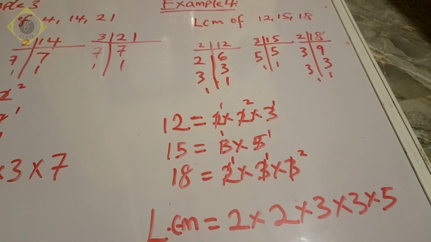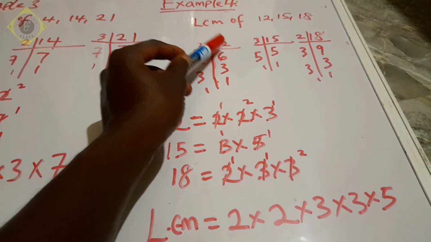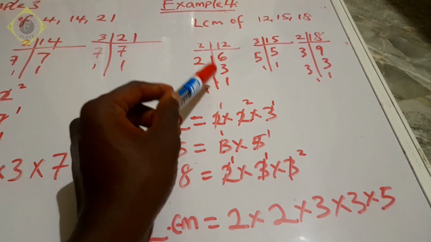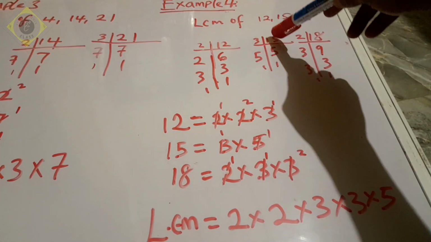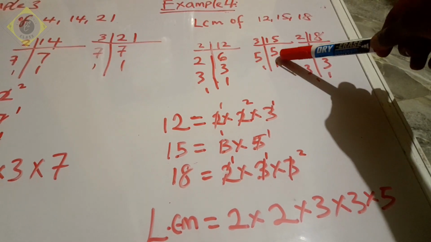Our last example for this class, LCM of 12, 15, and 18. This is 12. 12 divided by 2, 6. 6 divided by 2, 3. 3 divided by 3, 1. So 15. 2 cannot go in 15. So 3 in 15 goes 5. 5 will go in 5, 1.